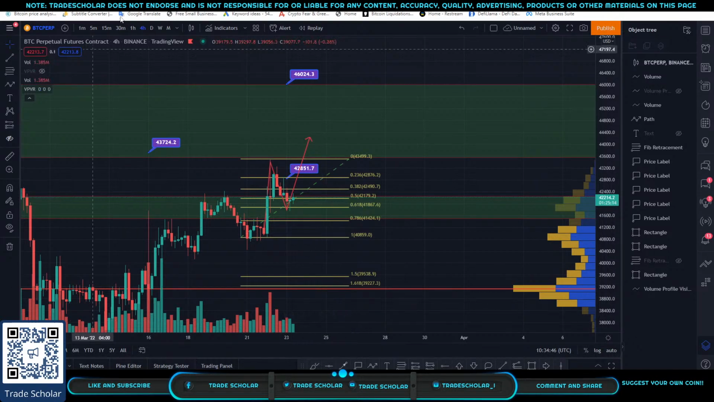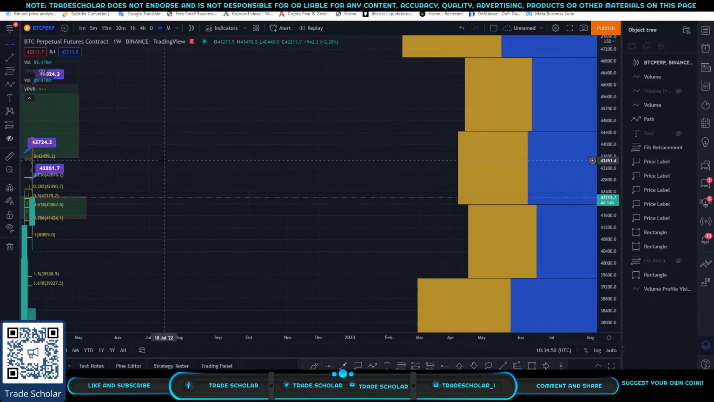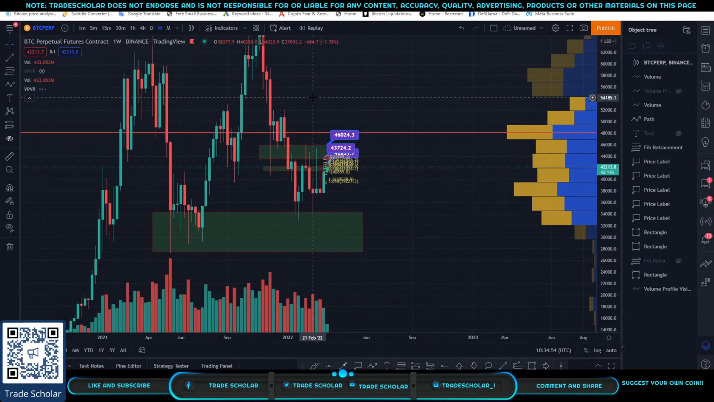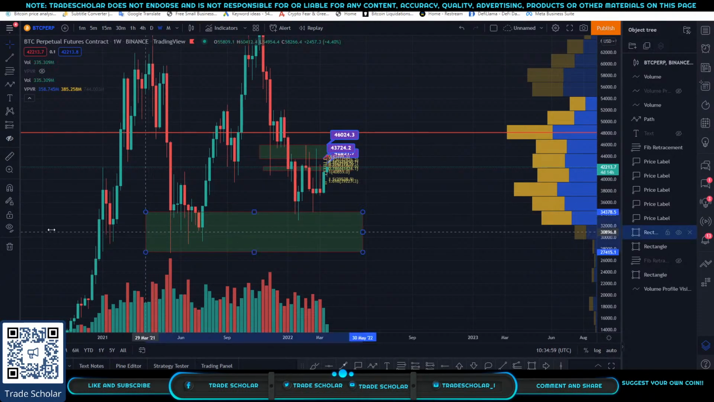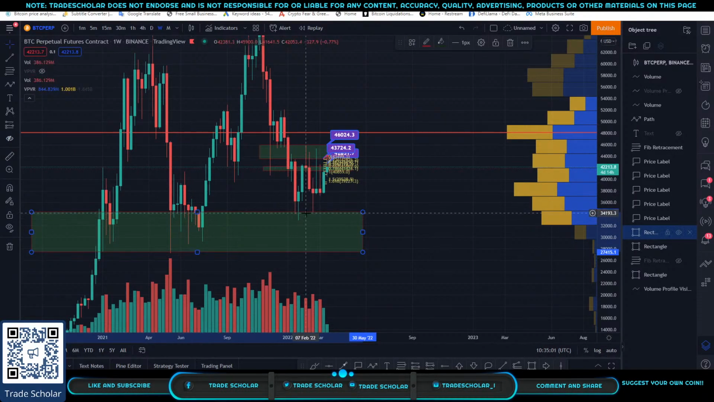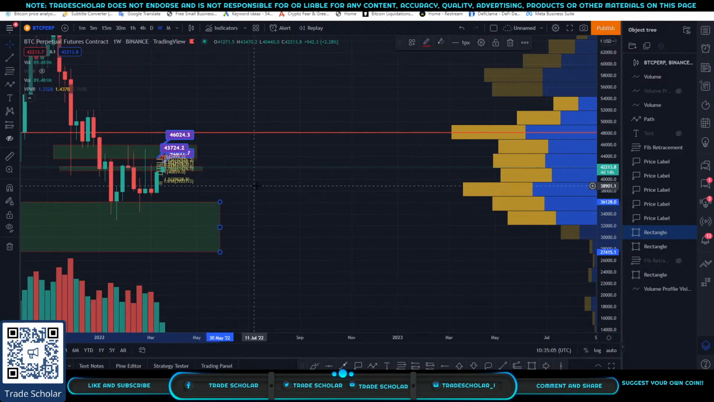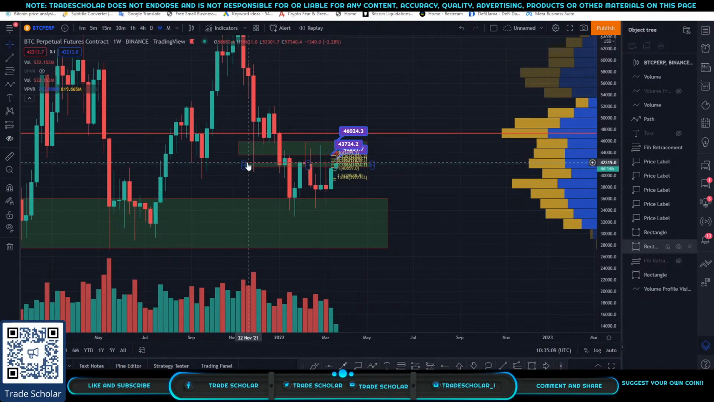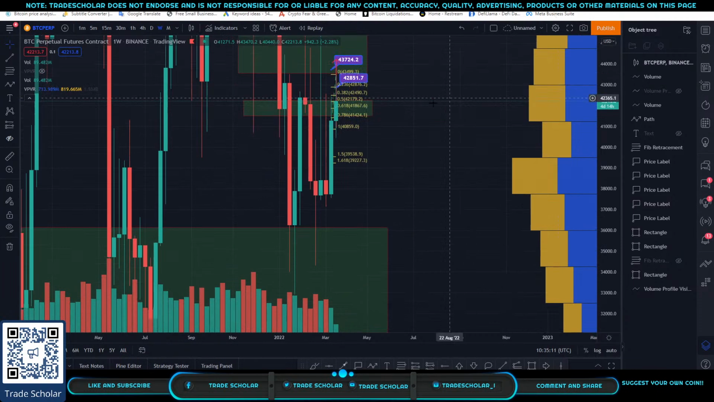Now let's check Bitcoin, what Bitcoin has for us. They're still here. Our demand area is right here. Bounce always in this area right here, and we are now turning the supply area into a demand area.